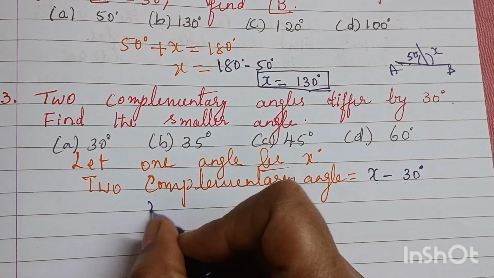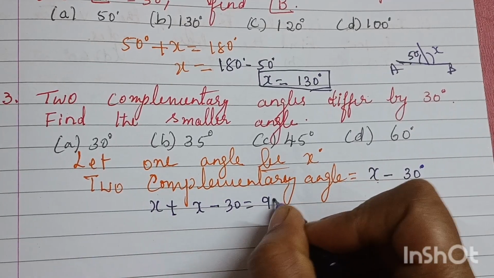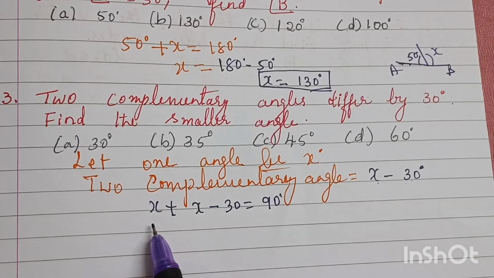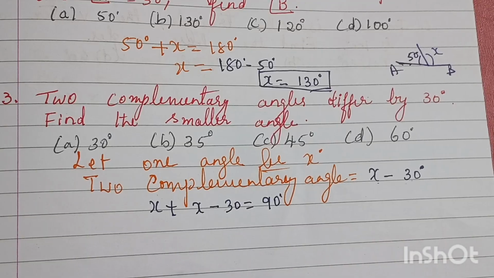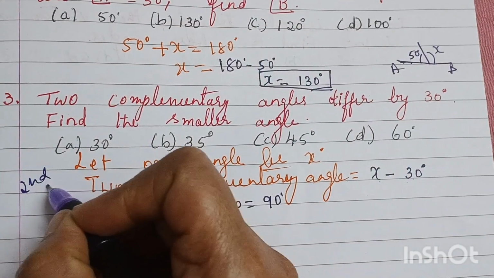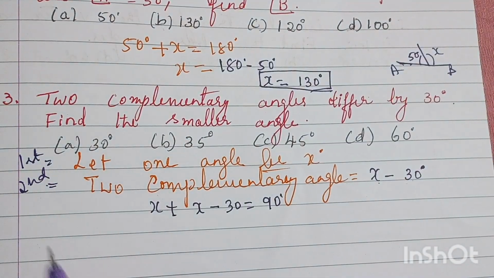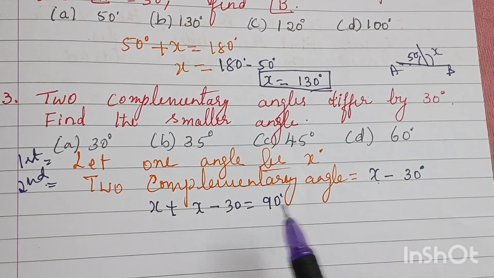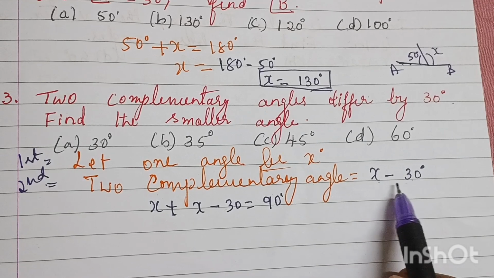So here X plus X minus 30 equals 90 degree. One angle we don't know, that is, let it be X. Another angle is X minus 30. So that is the second angle. This is the first angle, let it be X. The difference of the two complementary angles is 30, so difference means minus, X minus 30.